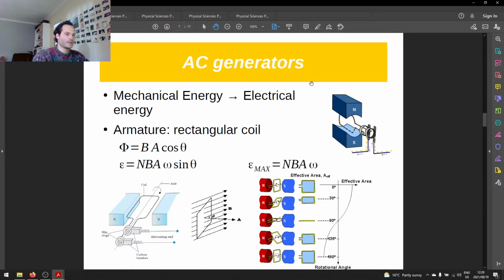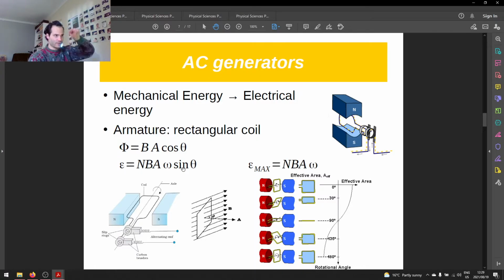And we can see there that the magnetic flux is given again by B times A times cos theta. And then my EMF, I can simplify to the number of coils, that's N, multiplied by magnetic field strength B, multiplied by the enclosed area of the coil A, multiplied by this weird little lowercase omega. That just means how quickly the coil is spinning. And then sine theta means that this whole equation is going to be a sine graph. So for an AC generator, it's literally going to be a sine graph.